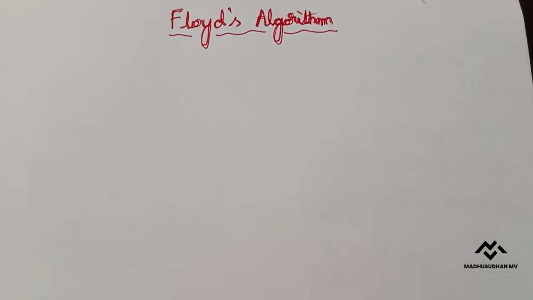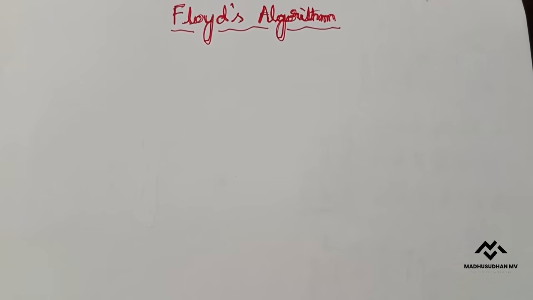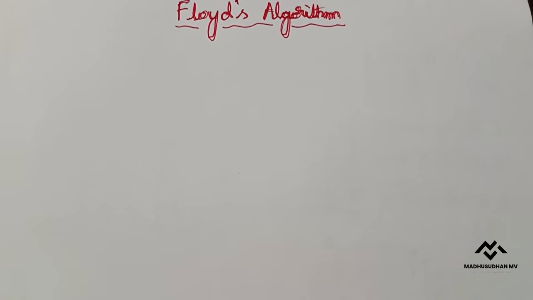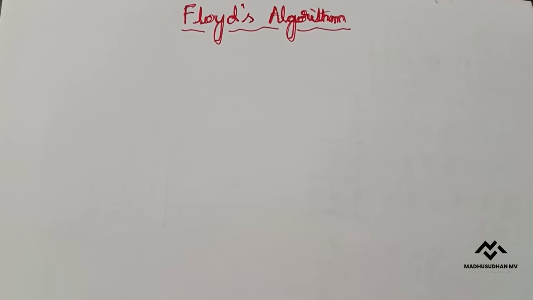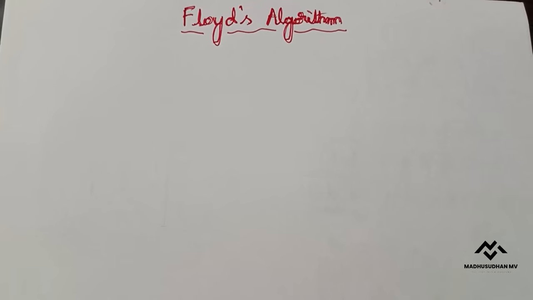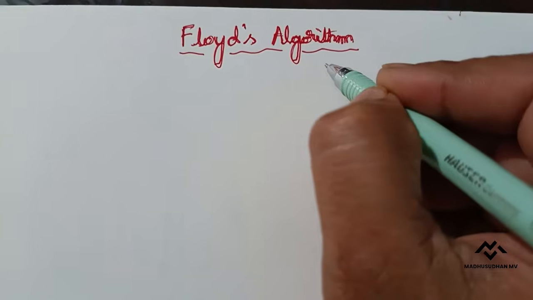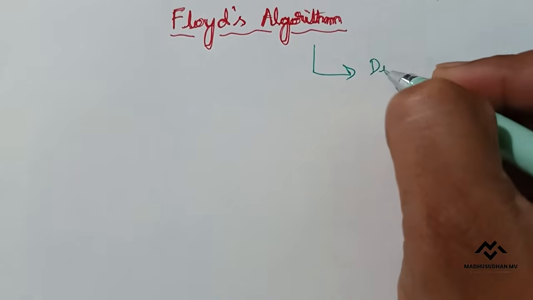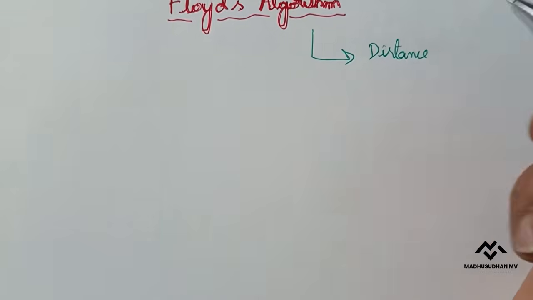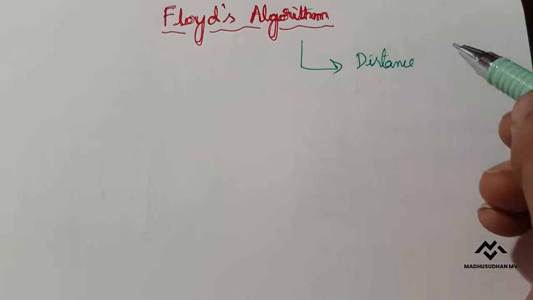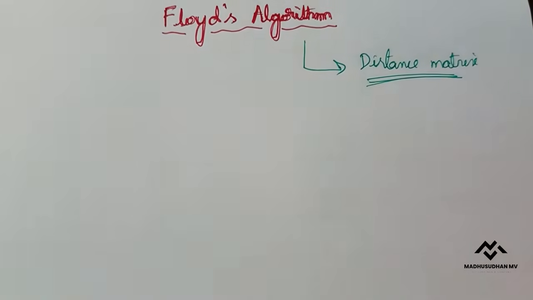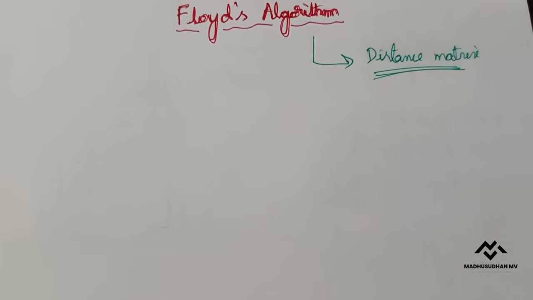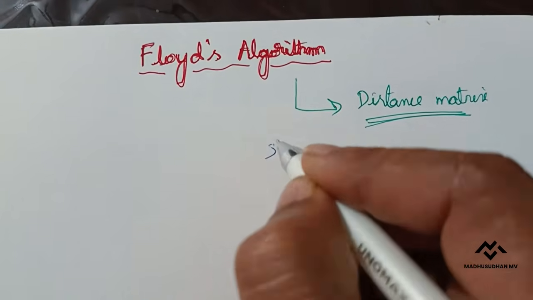So now this Floyd algorithm is used to obtain the distance matrix. See, in the Warshall algorithm, we find the path. Now, in that path, we have to find the shortest distance or the shortest path. So this Floyd algorithm is used to obtain what? Shortest distance between every pair of vertices. Hence, we'll say this Floyd algorithm is used to obtain the distance matrix. That means it is used to find the shortest distance.